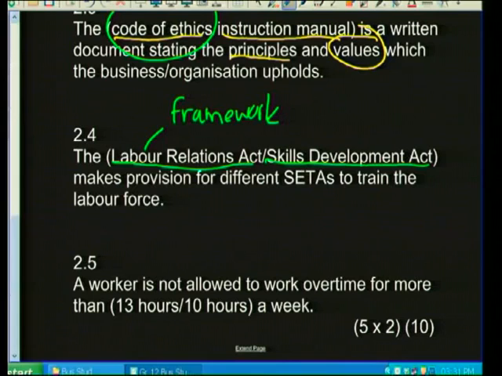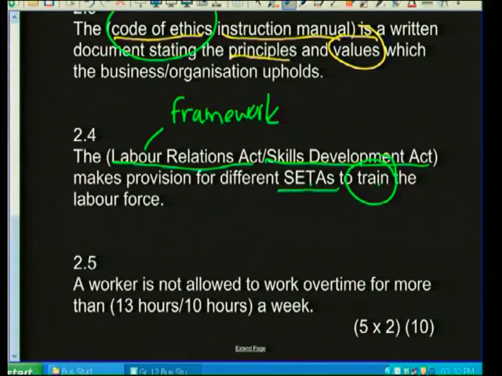Now let's go back to the question. It's either one of those two laws that makes provision for different SETAs to train. You see that word train? So to develop, to train the labour force. The SETAs are different bodies that we find within the different sectors of the economy, responsible for training the workers in that sector. So all your teachers or your hospitality workers or your mine workers, there will be a SETA representing them, and they will be responsible for the overall training of workers in that sector, and to make sure also that the training is up to standard. Right, so we can see train, SETAs, so our answer must be the Skills Development Act.